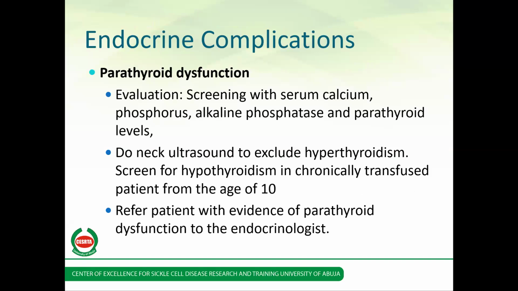For parathyroid dysfunction, evaluation includes screening with serum calcium, phosphorus, alkaline phosphatase, and parathyroid levels. Do neck ultrasound to exclude hyperparathyroidism. Screen for hypothyroidism in chronically transfused patients from the age of 10. And refer patients with evidence of parathyroid dysfunction to the endocrinologist.